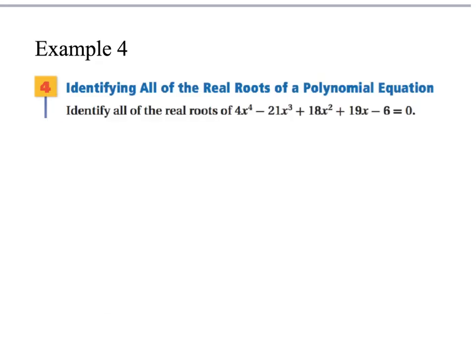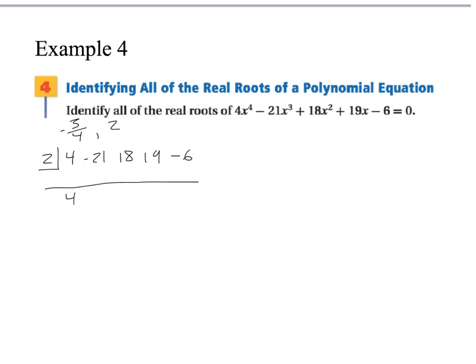So my 2 real rational zeros were negative 3/4 or negative 0.75 and positive 2. So those are going to be where I start when I'm using synthetic division. Now, it doesn't technically matter which one we start with. It's always going to be easier, though, at first to start with the whole number. So 2 is going to go on the box. Then my coefficients, 4, negative 21, 18, 19, negative 6.